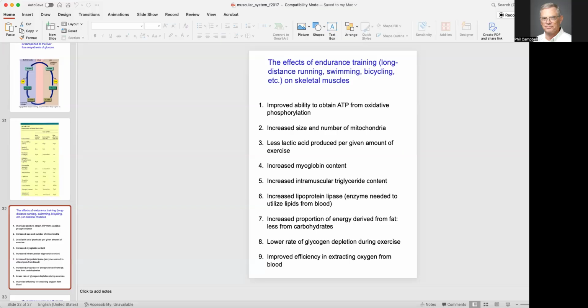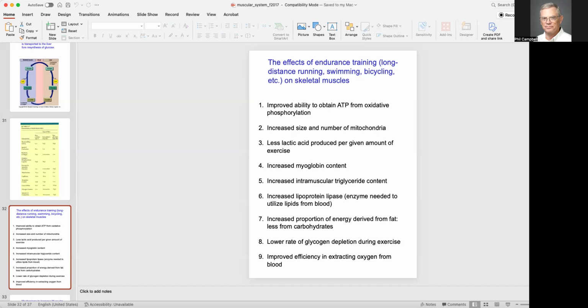So we'll have a lower rate of glycogen depletion because you don't need it, because you're using oxidative phosphorylation. And there are going to be capillaries increasing toward those muscles to make sure that you get oxygen delivered to those tissues. All of these things can change.